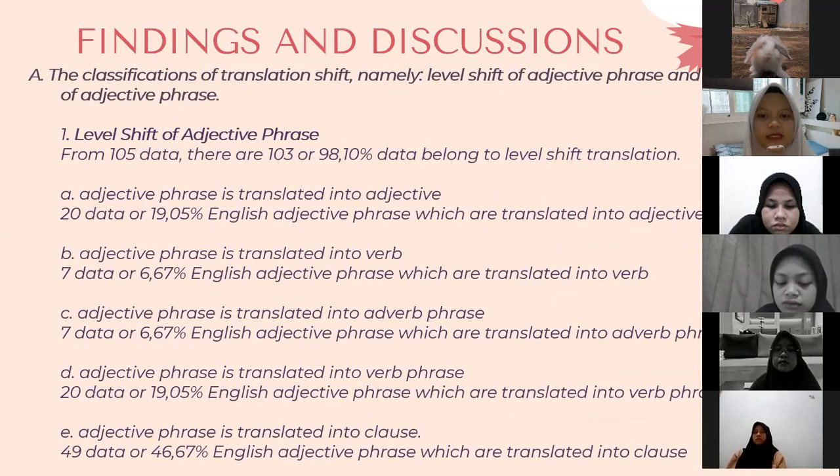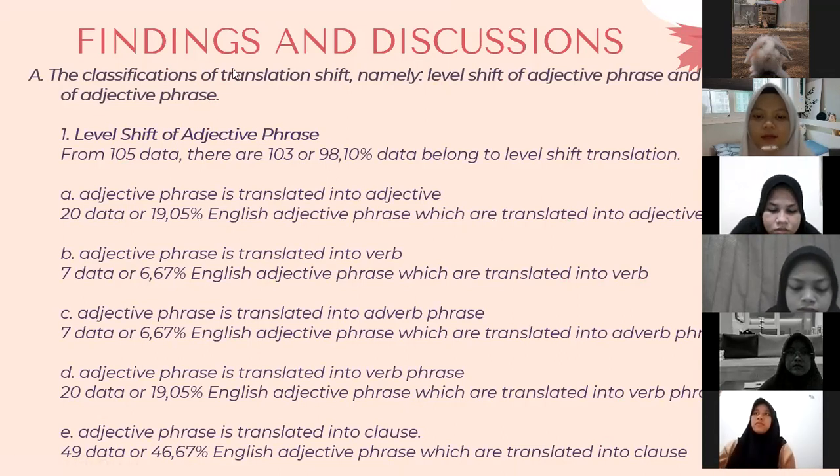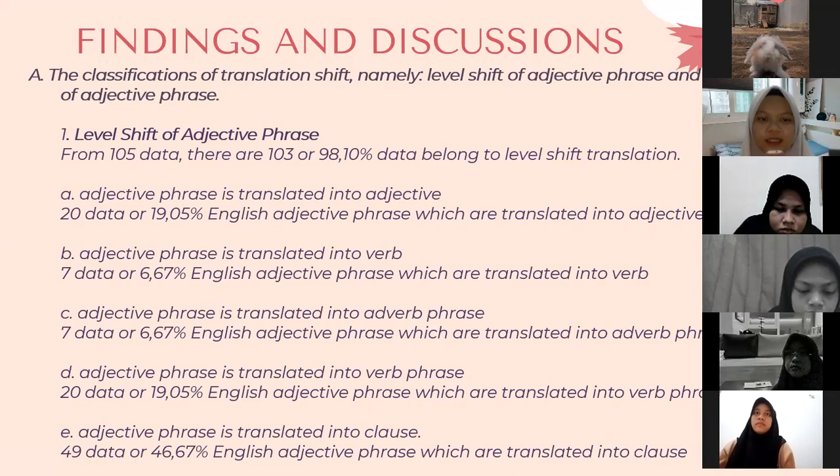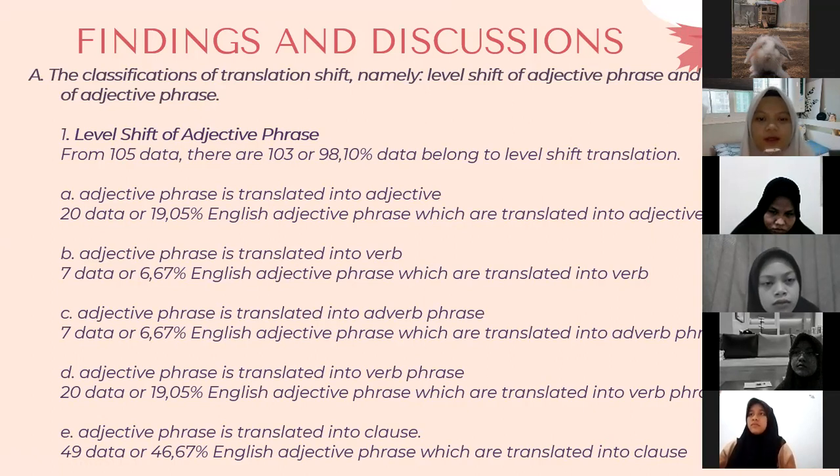The next is findings and discussions. The first is the classification of translation shift, namely level shift of adjective phrase and structure shift of adjective phrase. In this part, the first is level shift of adjective phrase. From the data, there are 103 or 99.10% data that belong to level shift translations.